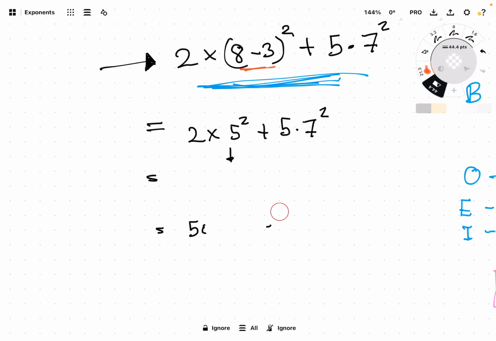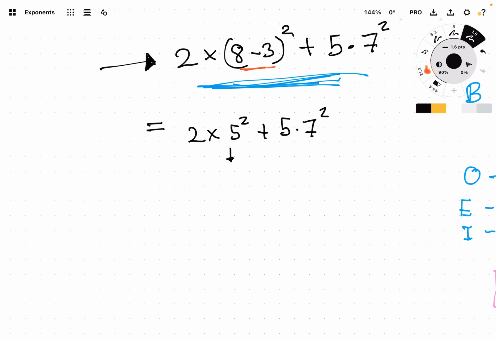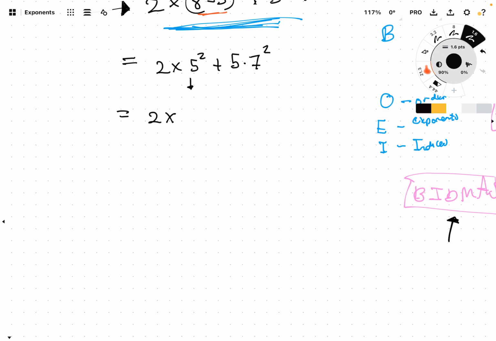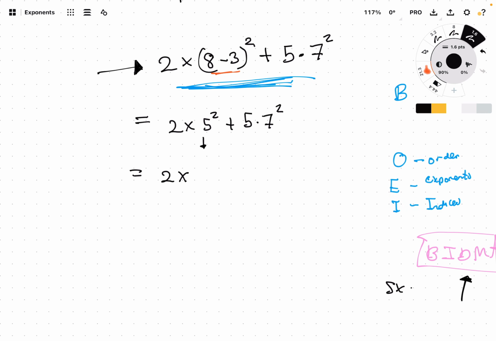Let's actually come back. Let's reset. So yeah, we got 2 times 5 squared plus 5 times 7 squared. And 5 squared, as you know, is 5 times 5, which is 25. So it's 2 times 25 plus 5 times 7 squared. 7 squared is 7 times 7, which equals 49. Oh yeah, sorry. Let me slow down.